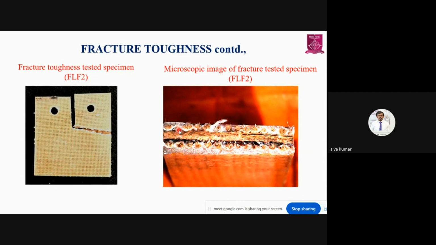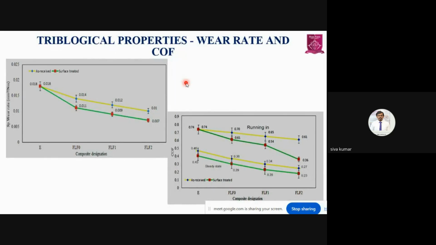And this is the specimen after fracture toughness, a microscopic image. And there are some other analyses also done. This is based on the dynamic condition of wear rate and coefficient of friction. This is running as received and surface treated. In as received, the specific wear rate is comparatively more. Surface treated has less specific wear rate.